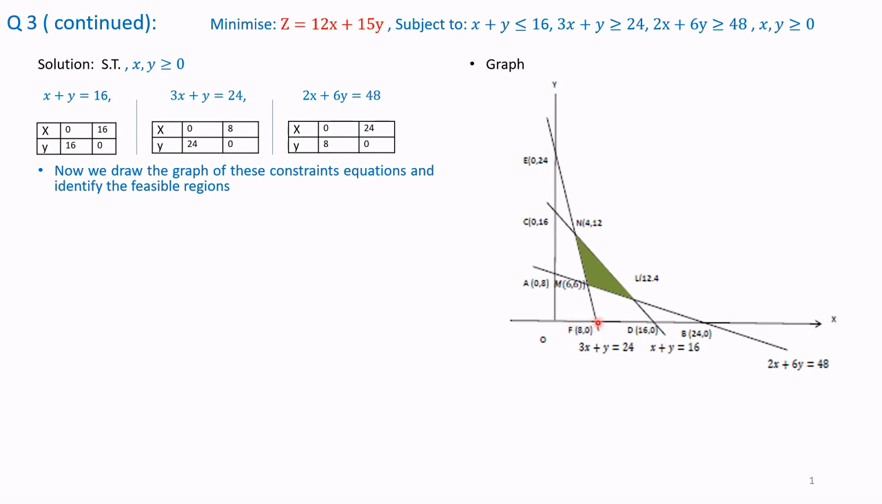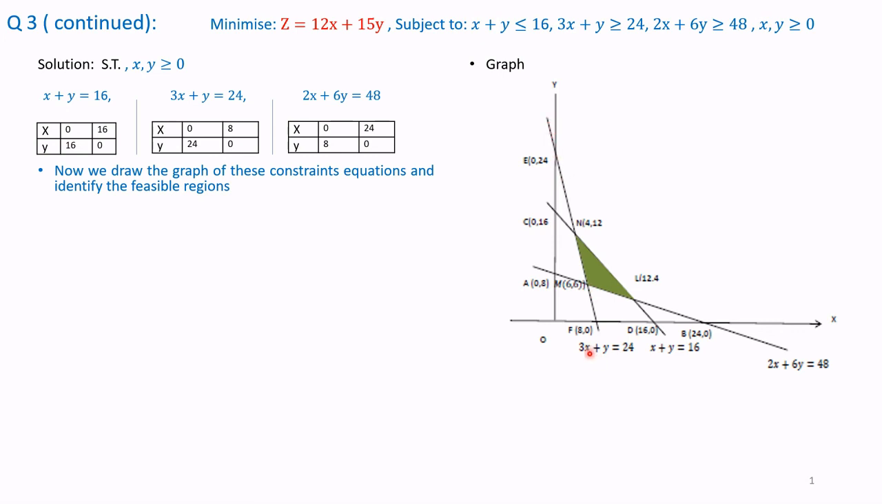And y is equal to 0. x is equal to 8, y is equal to 0 is this point. So previously we have found E (0, 24), F (8, 0) is here. So this straight line we have drawn.